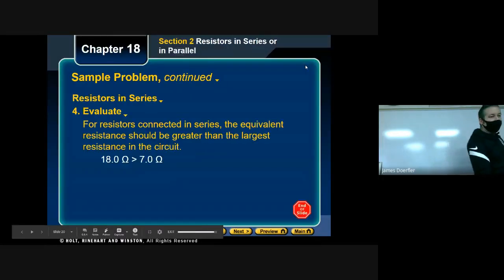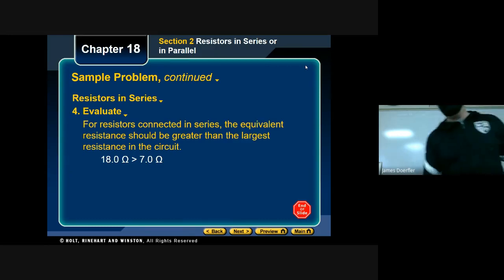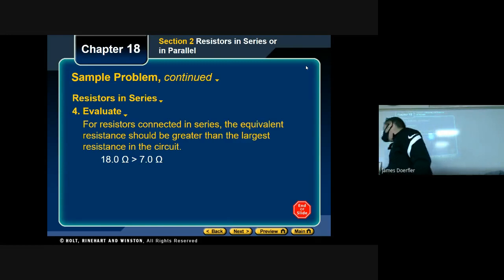Okay. So, yesterday we really focused our attention on calculating equivalent resistance, currents, and potential difference across resistors in series circuitry. Today, we begin our discussion on those same concepts, but in parallel.